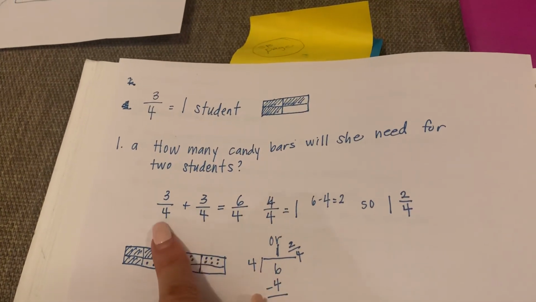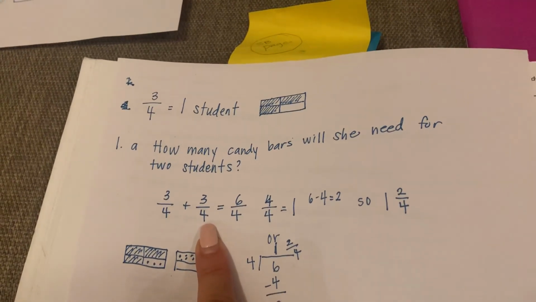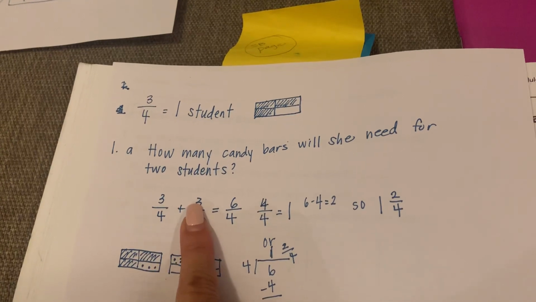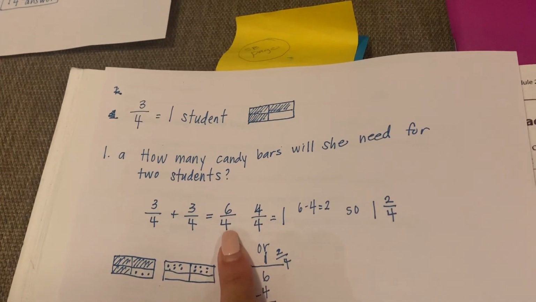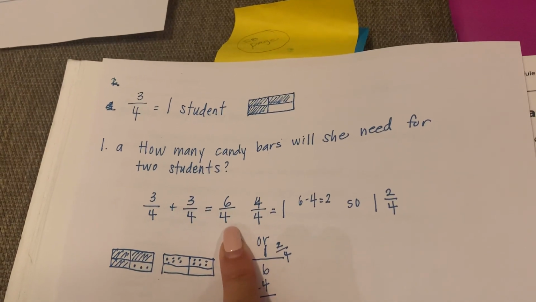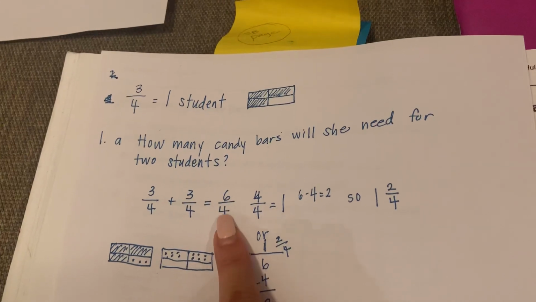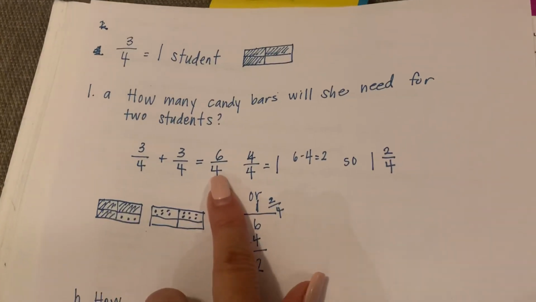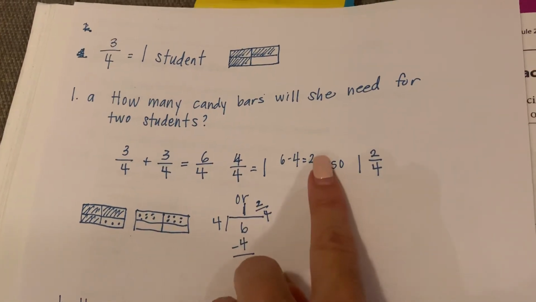So this is where we start adding fractions. So you're going to take 3/4 for one student plus 3/4 for the second student, and you're going to add the numerator. So 3 plus 3 is 6. The denominator stays the same. You don't add the denominators. Okay, we know that, so our improper fraction is going to be 6/4, just like we saw on the other page. We know 4/4 is 1 whole, and 6 minus 4 is 2.